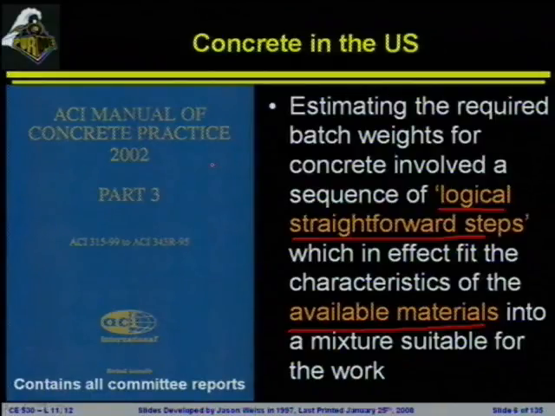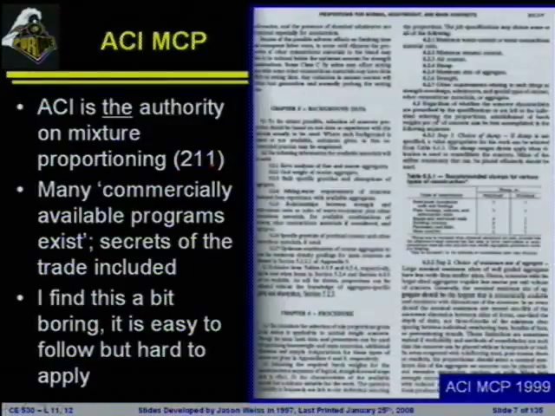Many producers will use something that is much more refined than the ACI procedure. I am simply going to cover this because I think it hits some of the basics that people should be aware of. ACI is the authority on mixture proportioning. It is the authority that is published, but a lot of places have a lot of internal information on how to better mixture proportion concrete. Many commercially available programs exist, and this includes a lot of tricks of the trade, secrets of the trade, and different ways to optimize grading.